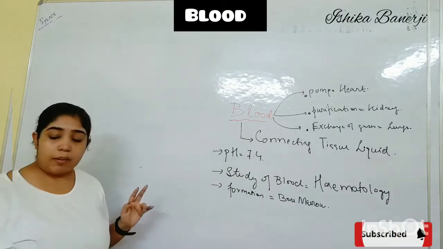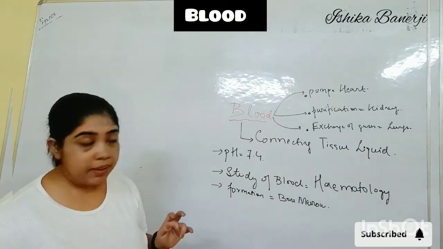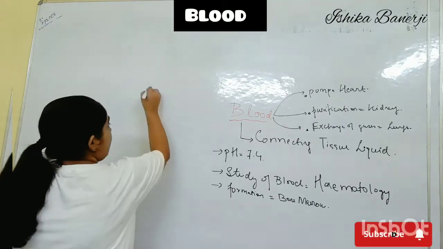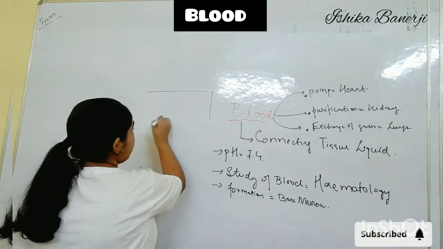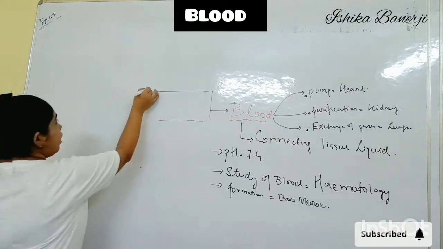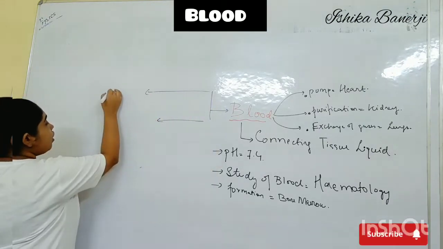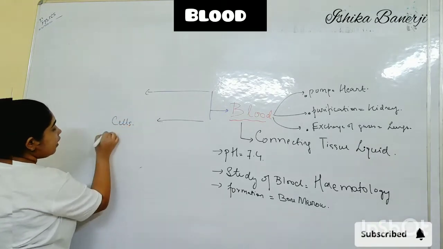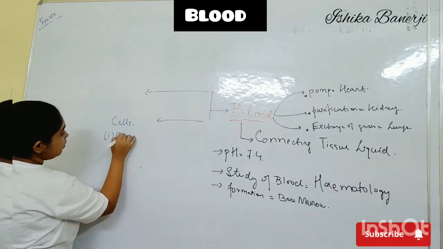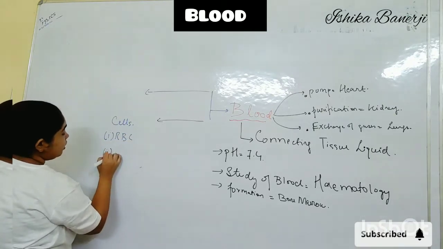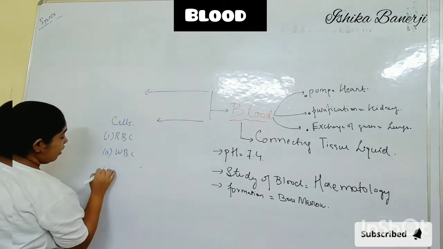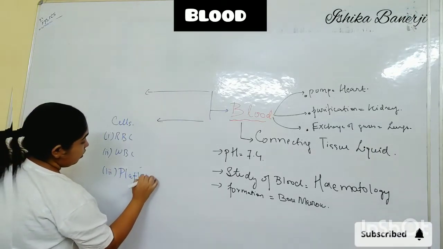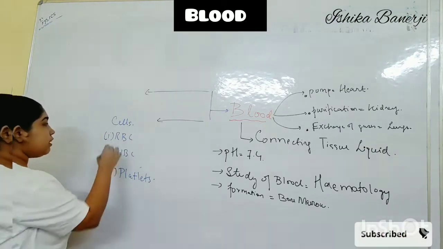Now we will be talking about a type of blood. Students, remember, first we will be talking about the cells. Here we will have the RBC. Next is the WBC, and third is the platelets. Understand?